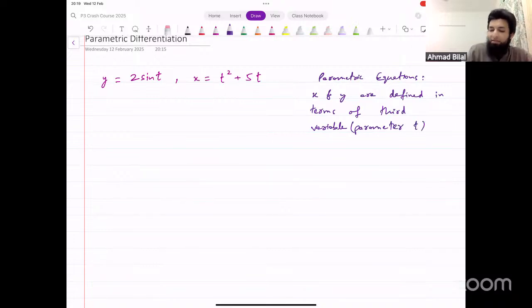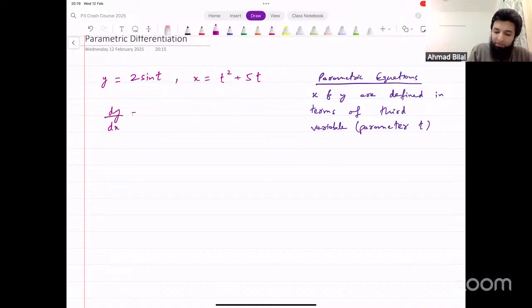Which in this case is t, right? Parameter is just another name for variable, but there's a slight difference, which is not significant for our purposes for now. So this third variable that we have, t, we call a parameter. When you have a function defined in terms of two equations like this, we call these parametric equations. And if we had to find dy over dx from these equations, this differentiation process is known as parametric differentiation.